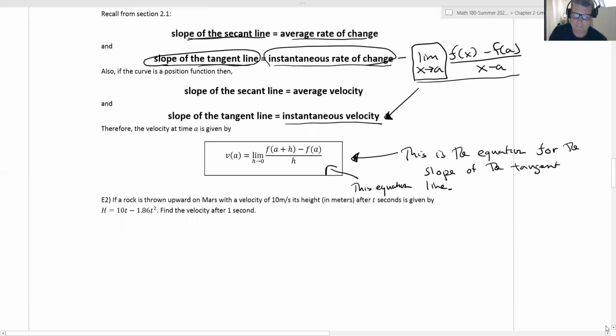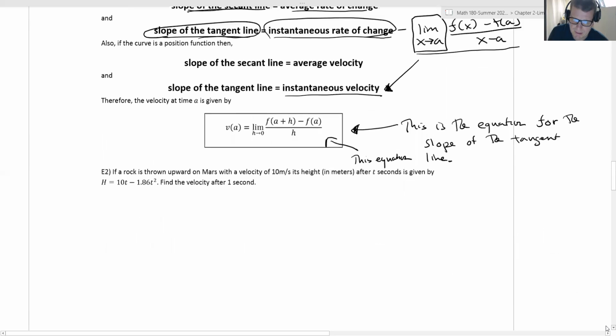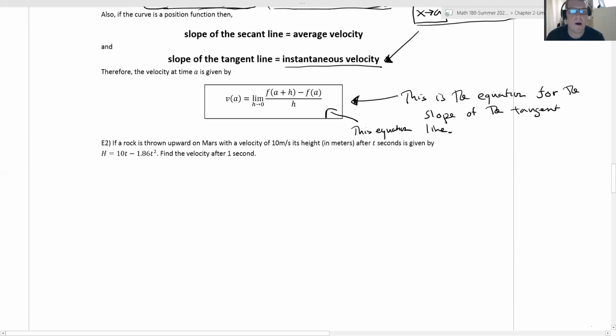So, a little foreshadowing here. Let's take a look at this: if a rock is thrown upward on Mars with a velocity of 10 meters per second, its height after t seconds is given by h equals 10t minus 1.86t squared. Find the velocity after 1 second. So we want to know v of 1. That's what we're looking for here.